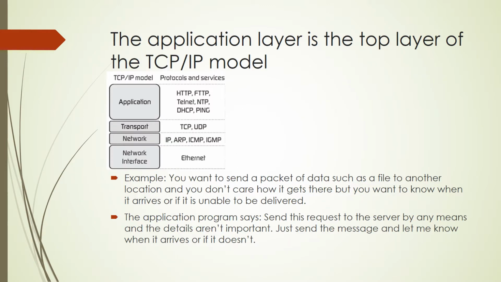The application layer is the top layer of the TCP/IP model, which is not to be confused with the OSI model, which has 7 layers. Here's an example. You want to send a packet of data, such as a file, to another location. You don't care how it gets there, but you want to know when it arrives or if it is unable to be delivered. The application program says, send this request to the server by any means, and the details aren't important. Just send a message and let me know when it arrives, or if it doesn't.